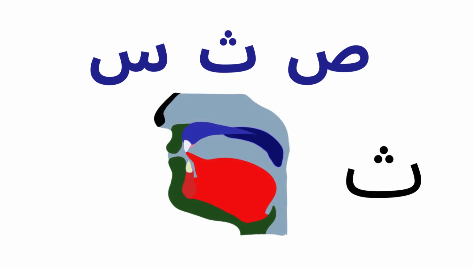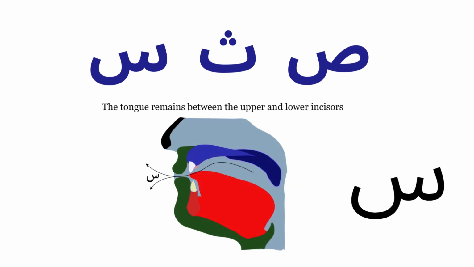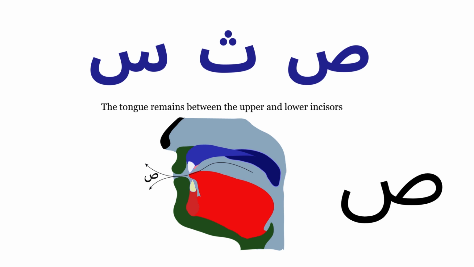Next we have three letters which sound a lot similar to each other: swad, tha, and sin. Tha is produced by touching the tip of the tongue to the base of the upper two incisors. Sin is a whistling type of sound. The tongue remains between the upper and lower incisors, allowing the air to pass through above and below the tongue. Sin. Swad is a thicker version of sin.